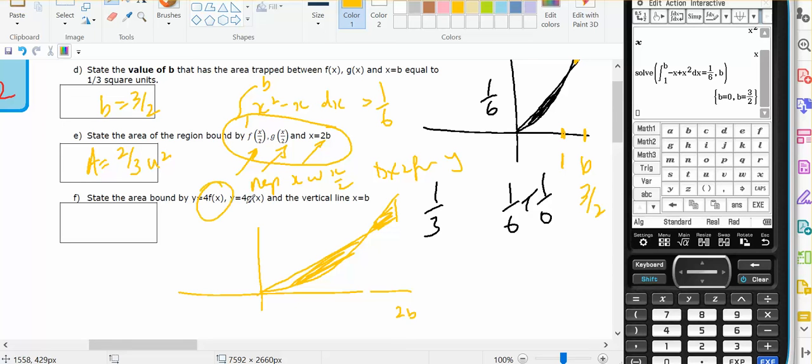And if I now have 4b and 4 f of x, 4 g of x, and the line x equals b, I'm actually stretching it up this way. So it's going to be an area of 4/3 units squared. So we have this dilation happening. Dilation by a factor of 2, the area will double. Dilation by a factor of 4, the area will quadruple.